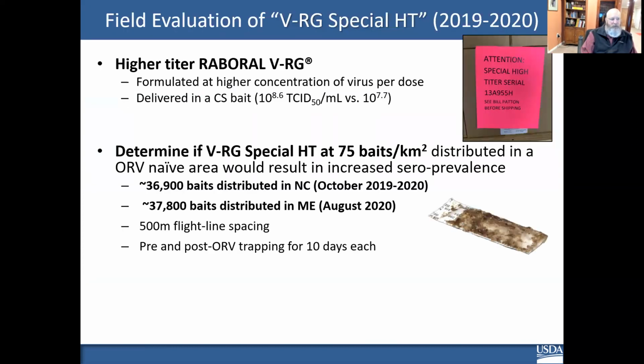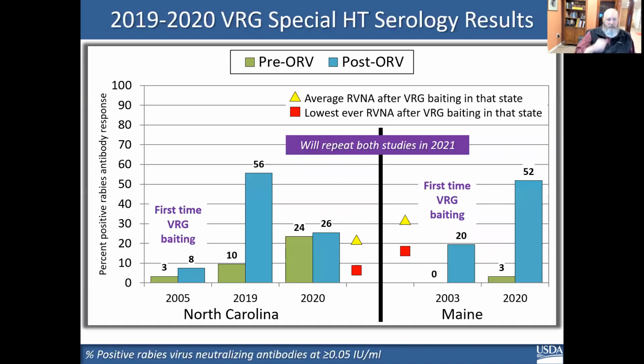We're also working with what we're calling the VRG special high titer. They produced a little bit higher titer vaccine for us to see if it would be more effective in the field targeting raccoons. And so we did a field study in North Carolina in 2019 and 2020. In Maine, we did a field trial in 2020. And the first year, it was pretty amazing. We got a seroprevalence of 56% and 52% in Maine. And that's even better than we have with ONRAB.